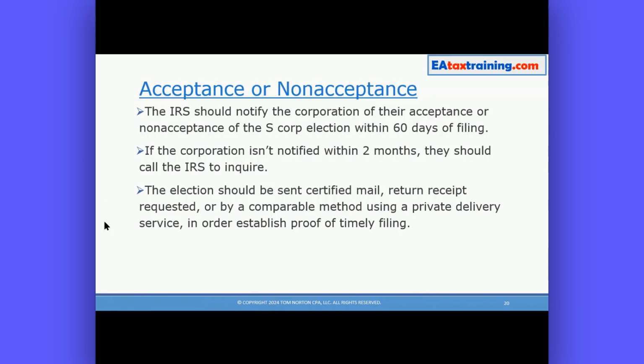Let's face it, the IRS is a large bureaucracy. Things can get lost or misplaced. And so you want to be able to show proof of filing. And so you want that return receipt so you can show that, hey, look, we mailed it on this date. You signed for it on this date, so we know that you received it.